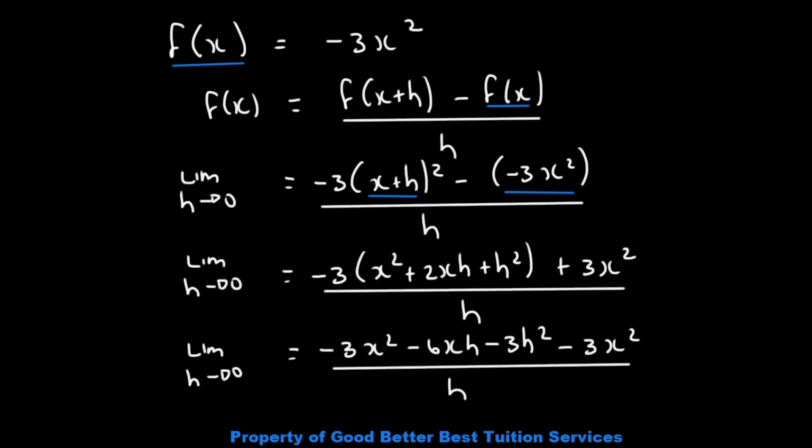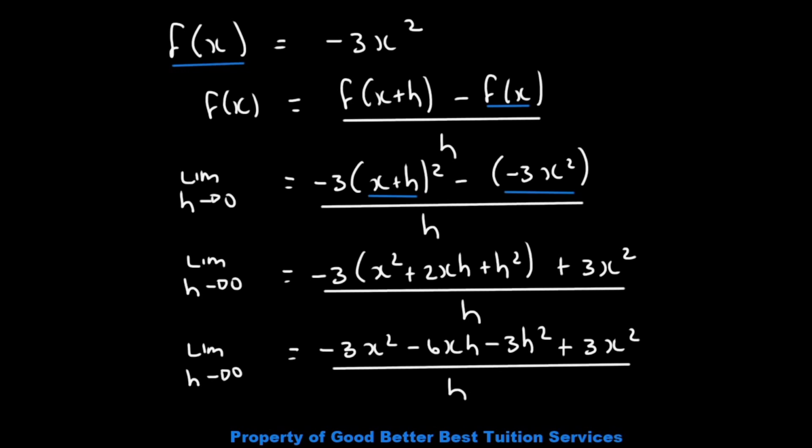And now we're going to multiply out again. So x squared plus 2xh plus h squared is that bracket expanded. And now we're going to multiply in. It's negative 3. You multiply everything outside the bracket with everything inside the bracket. That gives me negative 3x squared minus 6xh minus 3h squared plus 3x squared over h.